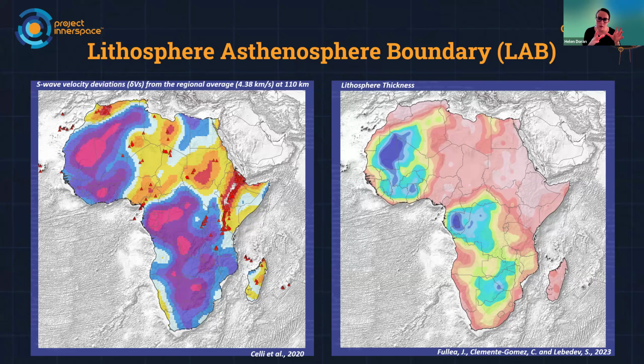Now, the dark purple that you see in that map indicates colder, thicker lithosphere, and you can see how beautifully, if you know your geography of Africa or your geology of Africa, how beautifully that Pan-African fold belt and the Congo Craton stands out in the map. And actually, I don't know if you can see my mouse, but I'll highlight those here.